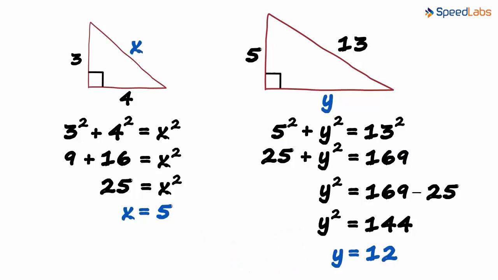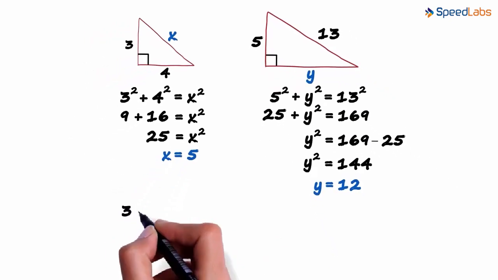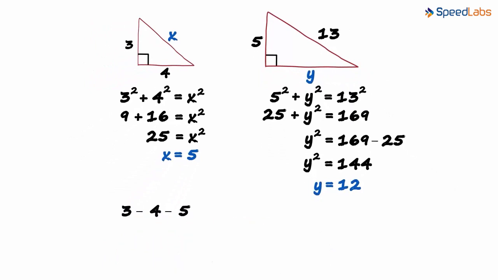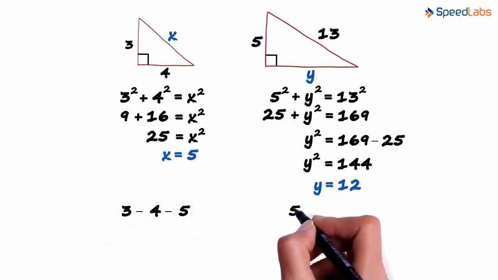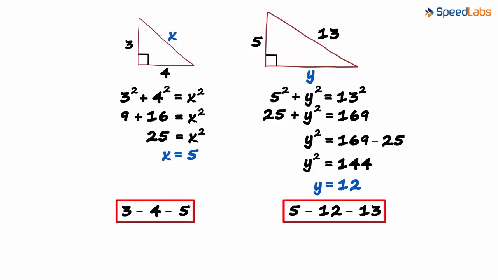But these two examples also tell us something very interesting. 3, 4 and 5 form a Pythagorean triple. A Pythagorean triple consists of 3 positive integers in which the sum of squares of 2 numbers is equal to the square of the third. In a similar way, 5, 12 and 13 also form a Pythagorean triple. These are 2 very commonly used Pythagorean triples.